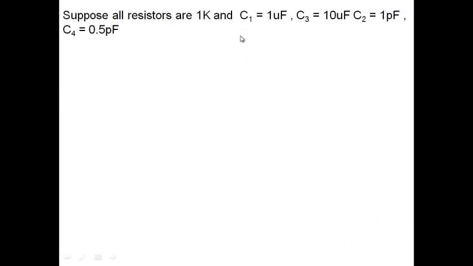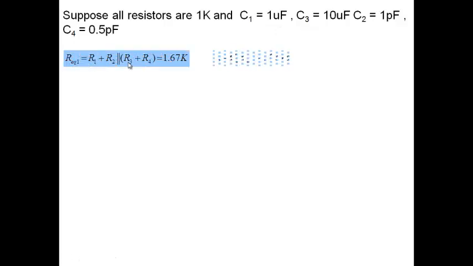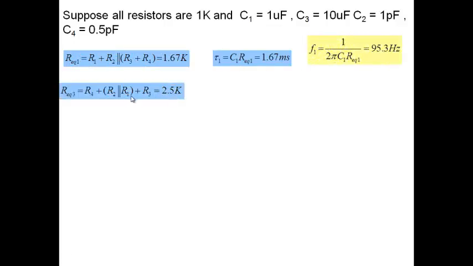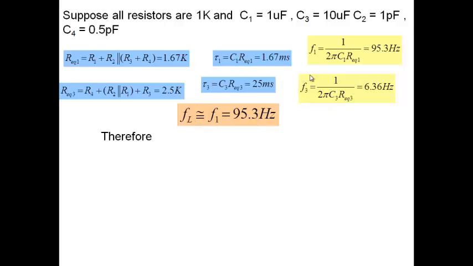Let's take typical values. Suppose I put 1K, there's nothing typical about it, but let's take some values. 1K, C1, C3, C2, C4, some values here. And I'm not going through the details here. So we calculate F1 turns out to be 95.3. F3 turns out to be 6.36. So what will be our lower cutoff frequency? This frequency is several times higher than this one. So FL is basically equal to F1. Lower cutoff frequency is 95.3.